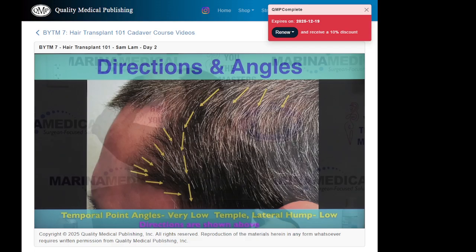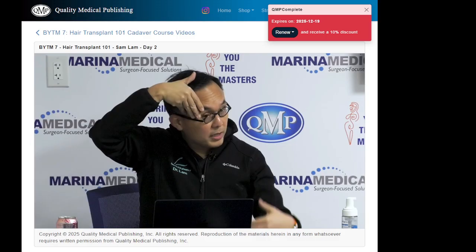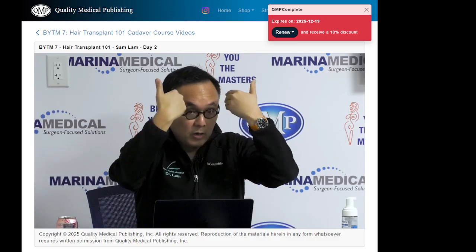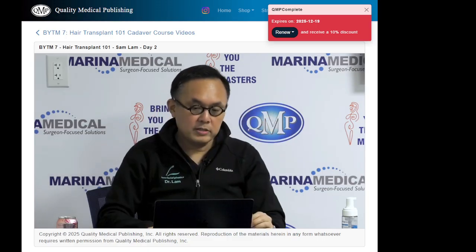But also, if you designed your temporal point going straight down, your hair is going to grow on your scalp and look like two little weird hairs. They've got to go back, okay? So you don't want to design your temporal points going down. So what is a temporal point reconstruction? When do you do it?